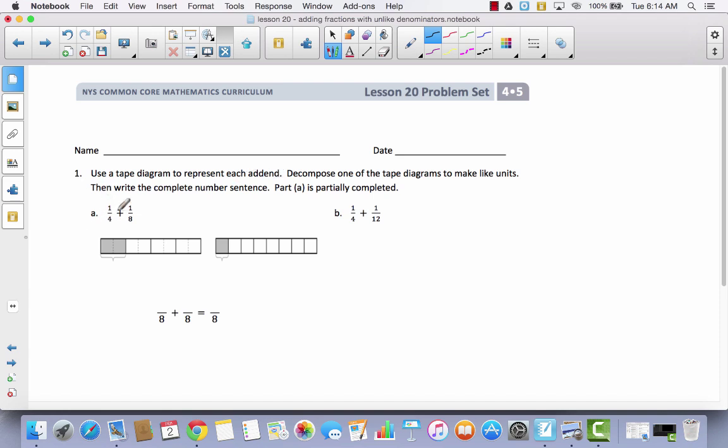Okay, each fraction is considered the addend because we add them together to get the sum. Decompose one of the tape diagrams to make like units, then write the complete number sentence. Part A is partially completed.